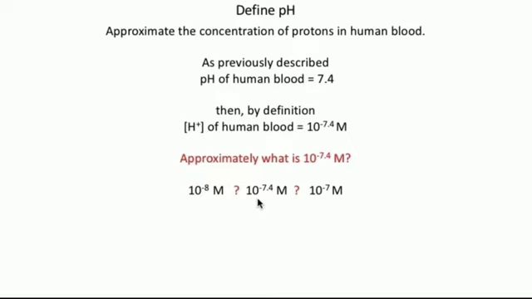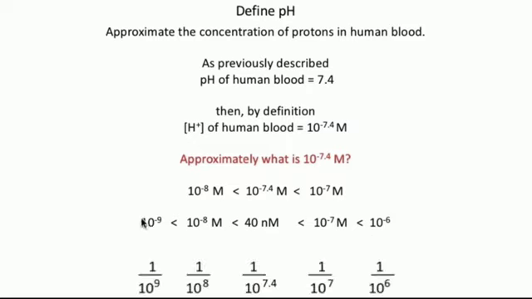Well, certainly 10 to the -7.4 is between 10 to the -8 and 10 to the -7. Please put in the greater than or less than signs. And again, the bigger the negative exponent, the smaller the number, so that 10 to the -7.4 is larger than 10 to the -8 and smaller than 10 to the -7. And that puts it between 10 to the -9 and 10 to the -6. What are the units, 10 to the -9 molar, 10 to the -6 molar? Please pause and answer.